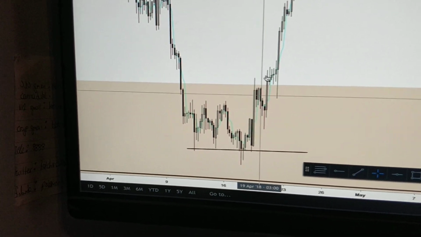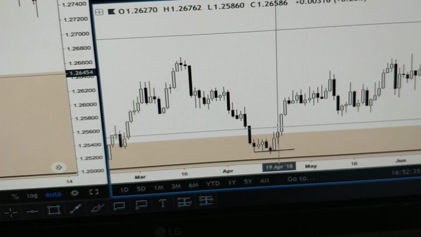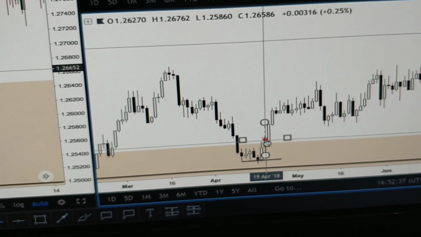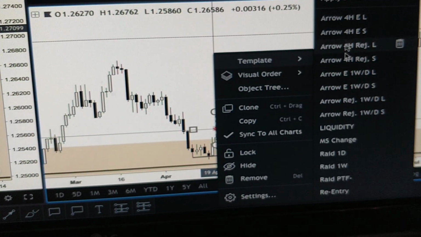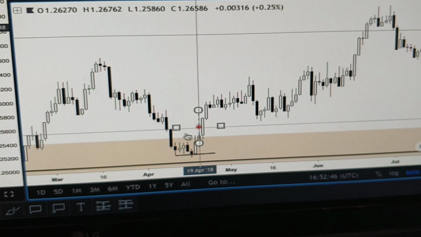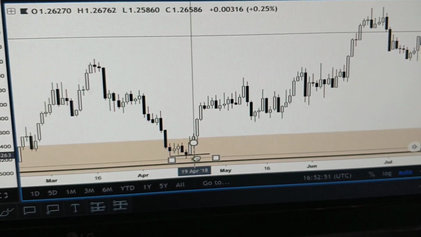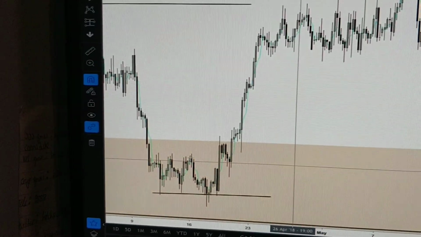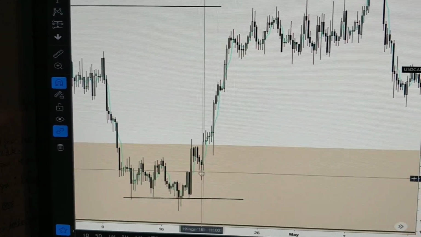So if I was to mark this up very briefly, let me see. We're going to be entering here on this candle, right? So template, arrow, entry, 1 day, 1 day long. So I'll put that there. This is the candle we want to be entering on, right? Where does that translate to the 4 hour time frame? This translates to here. This is this section here on the 4 hour time frame.